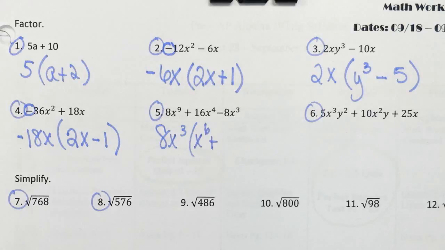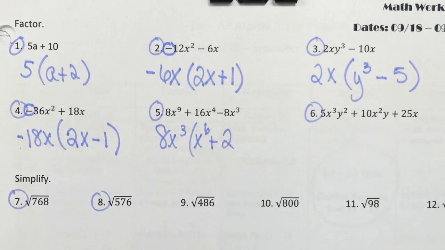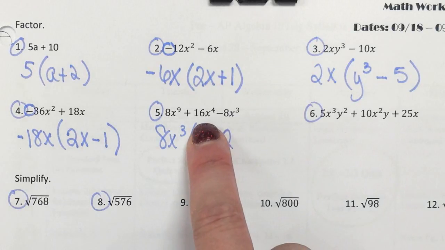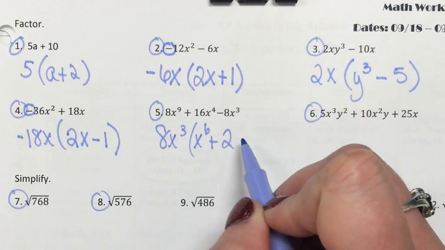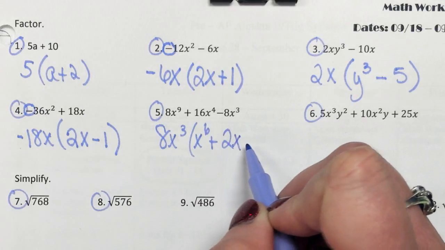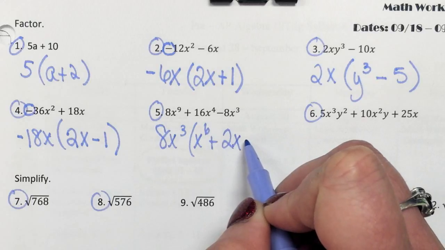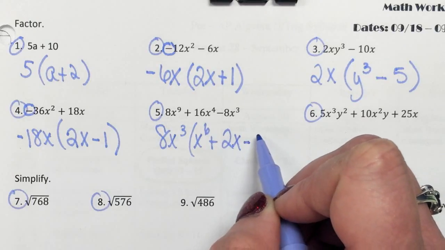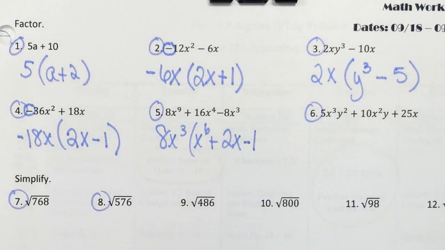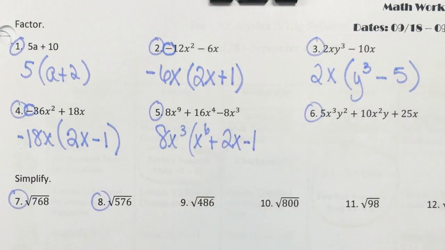All right, what's 16 divided by 8? 2. You had 4 X's. You took out 3 of them. How many do you have left? 1. There you go. All right, what's negative 8 divided by 8? I can't hear you. Negative 1. There you go. You just got to speak up, guys. All right, and then you had 3 X's. You took all 3 to the front. So you just close your parentheses. All right, same thing on number 6.